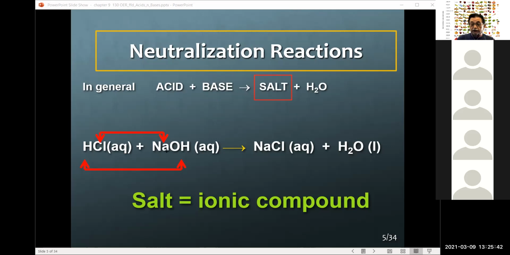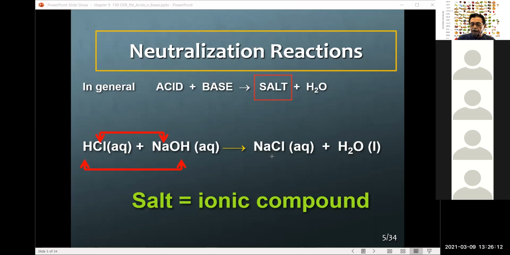So you may not always have sodium hydroxide. This could be potassium hydroxide. This could be lithium hydroxide. It could be anything, but you form a salt, okay? And so we got the proton coming from the hydrochloric acid, HCl. You got the hydroxide coming from the sodium hydroxide. And they combine, like I just showed you, to form water. And then the corresponding salts remain. So you got sodium chloride.